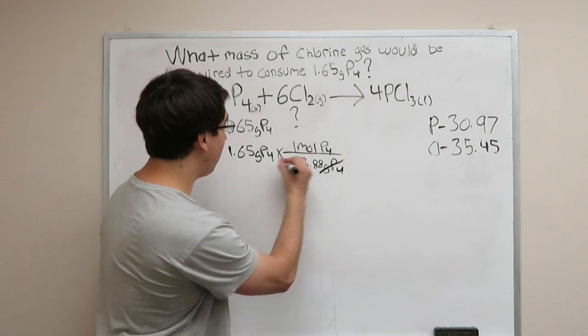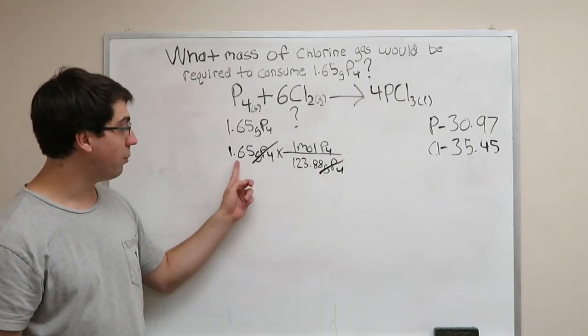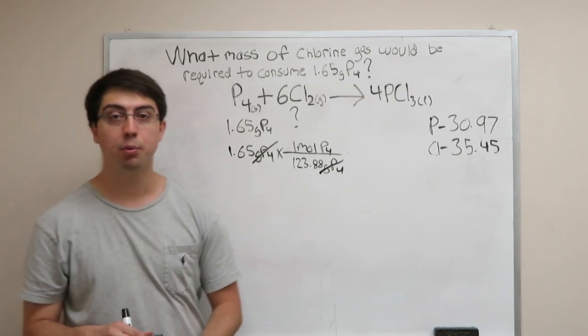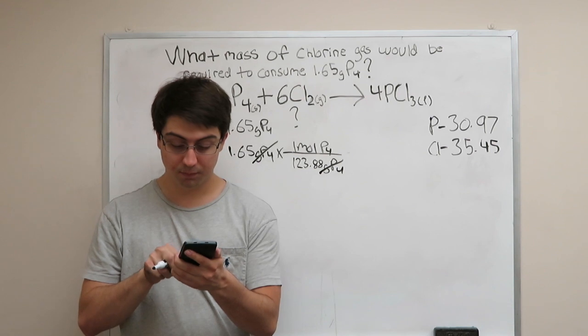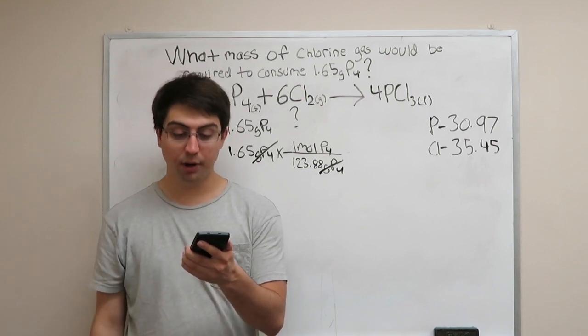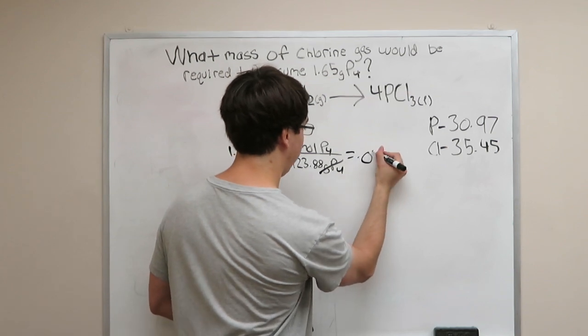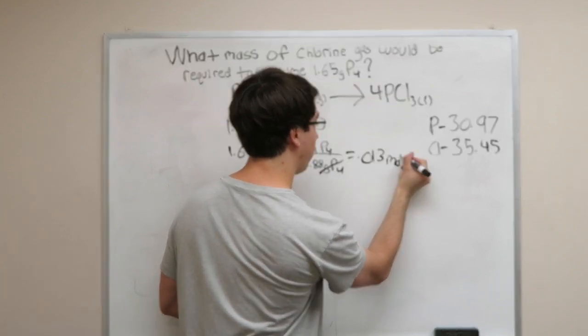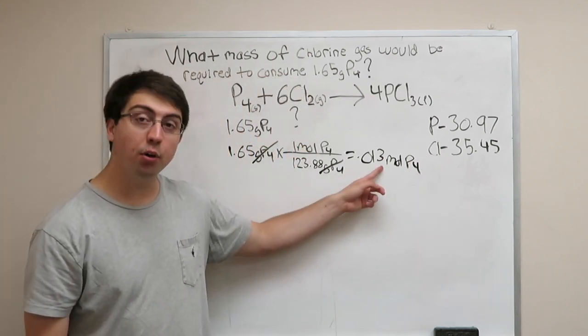The grams of P4 will cancel out, leaving us with moles of P4, and we just need to take the 1.65 and divide it by 123.88. I'm going to round to 0.013. We now have 0.013 moles of P4.